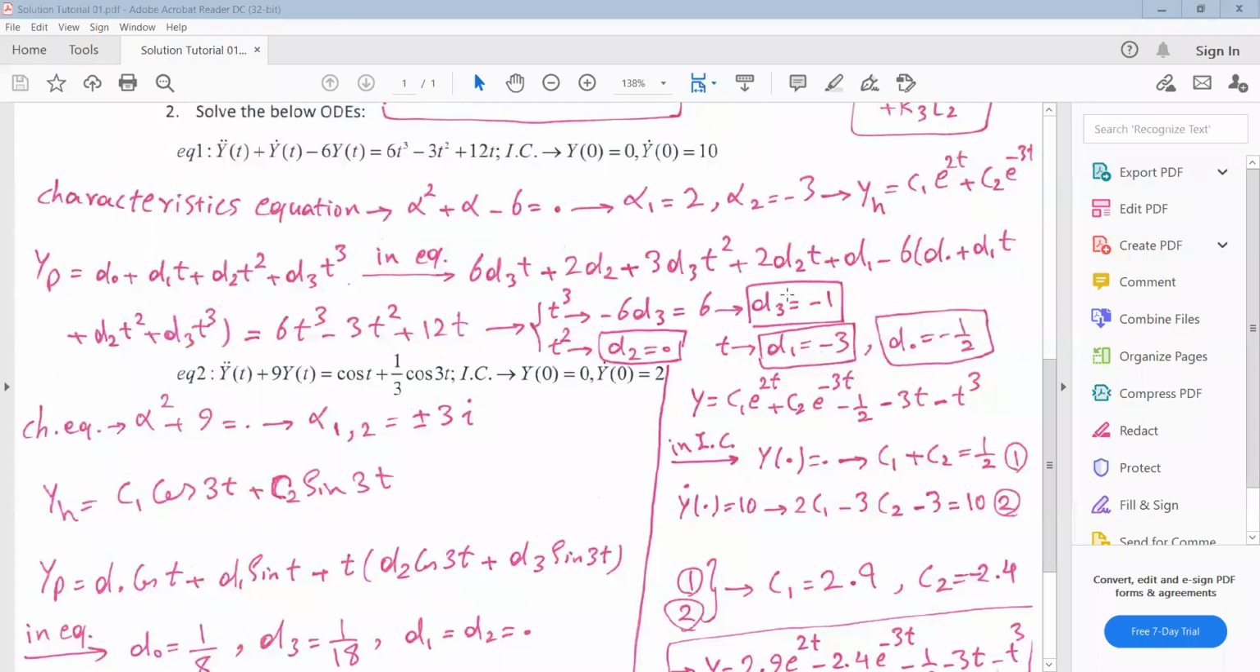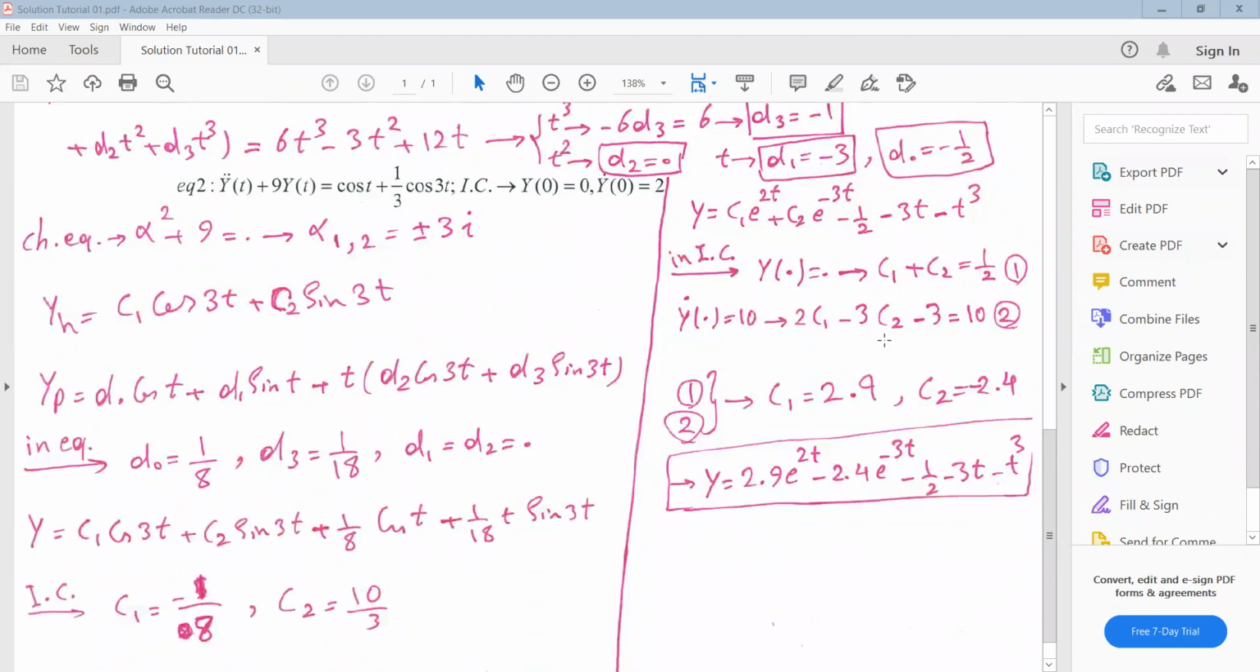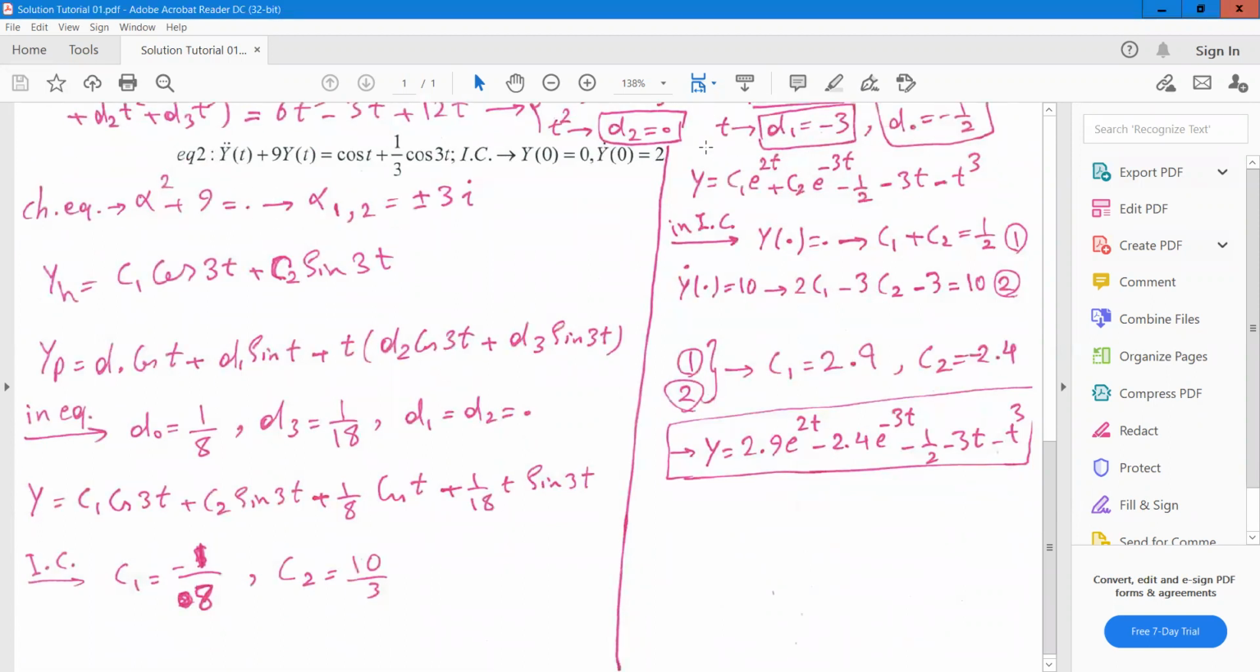So you can see we obtained D0 to D3. And we can substitute and solve for the initial conditions. The second problem here is this equation with initial conditions 0 and 2.